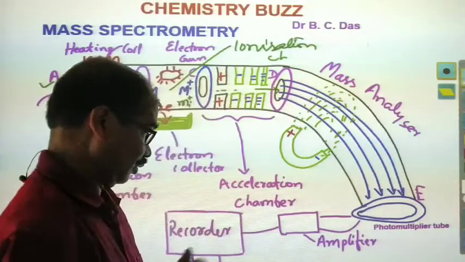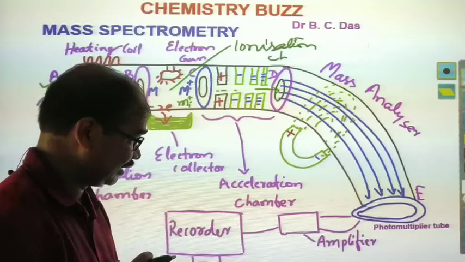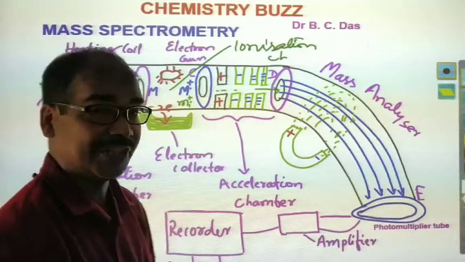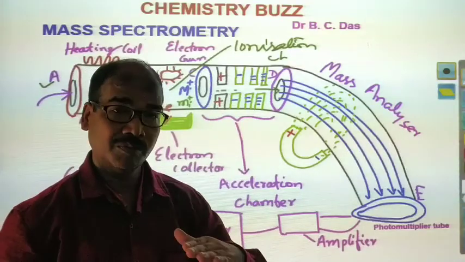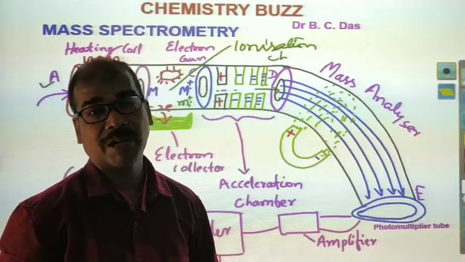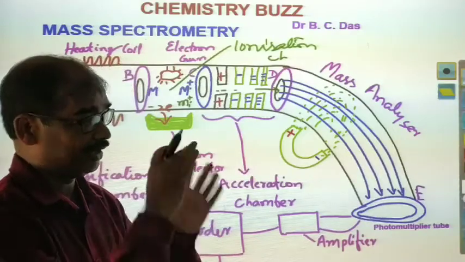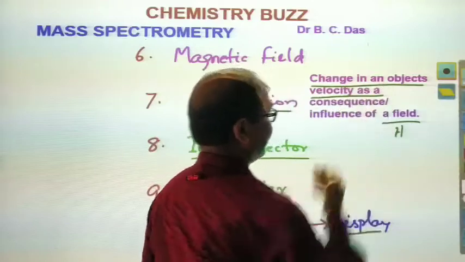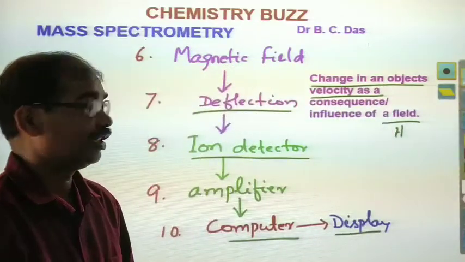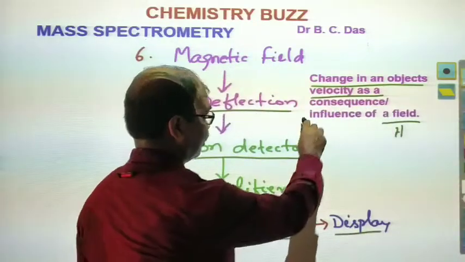So already I have defined the definition of deflection. It is the deviation from the normal path, the change in an object's velocity as a consequence or influence of the magnetic field.